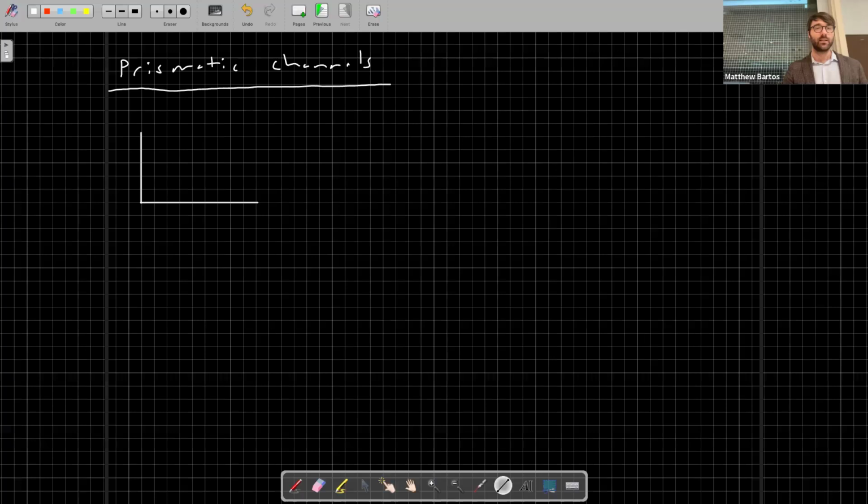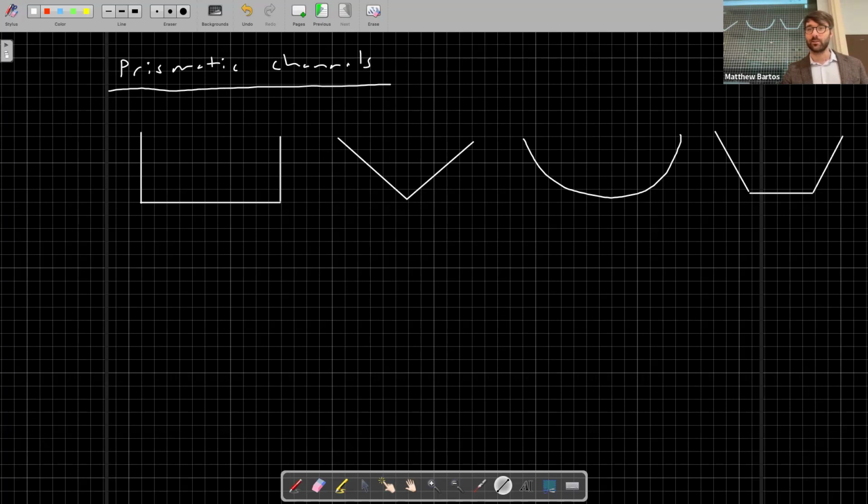Let me use my line tool here. You may have a rectangular channel. You may have a triangular channel. You may have some sort of semicircular channel. And very commonly, you will have a trapezoidal channel. You'll see why that's the case on one of the homework problems. So these types of channels have hydraulic geometries that can be defined by analytical functions. So in general, they're easier to work with.